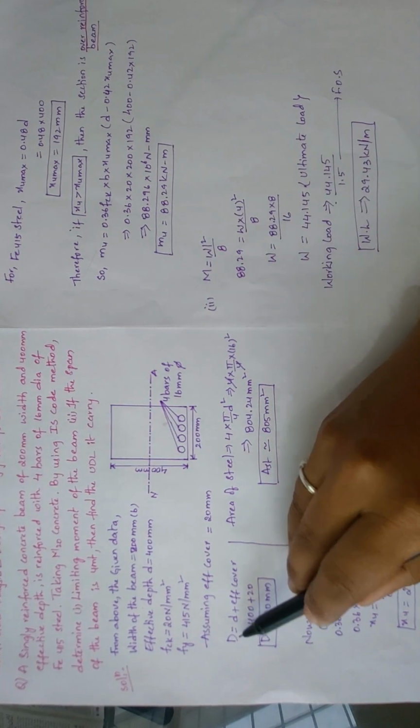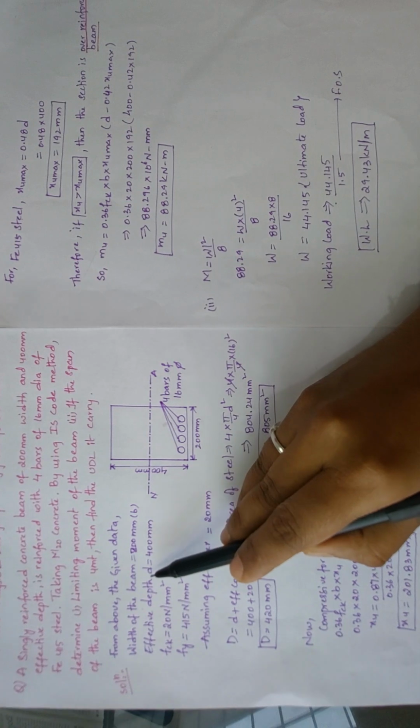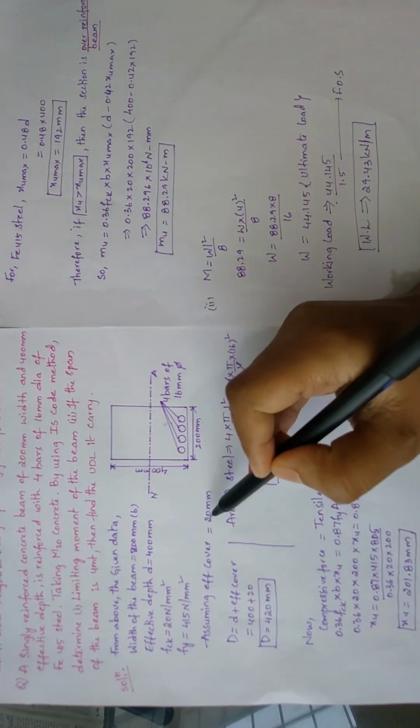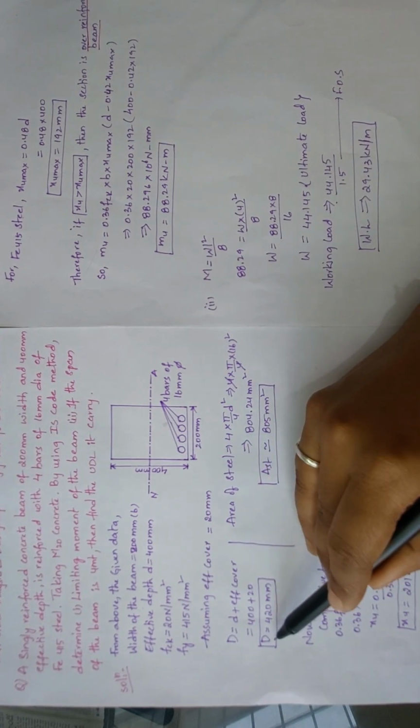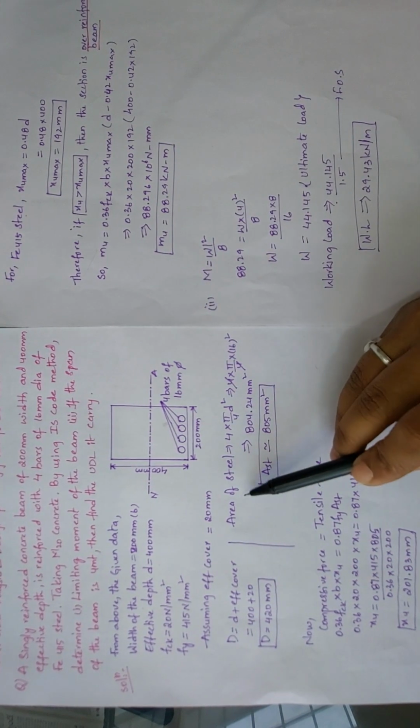So to find the capital D, the formula is d plus effective cover. d is nothing but the effective depth. So the effective depth is 400 mm plus this 20 mm effective cover, which gives capital D as 420 mm. Now we will find the area of steel.